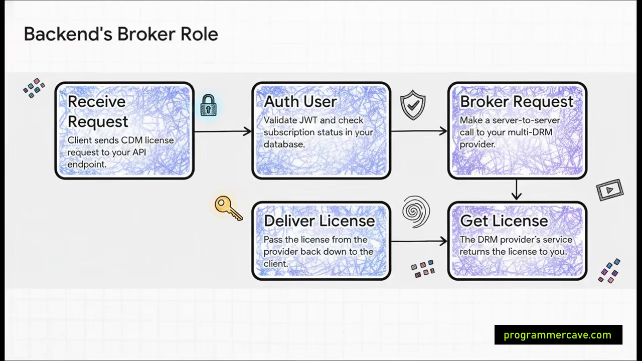Okay, a license request comes in from a user's device. Your first job is to be the bouncer. You check their JWT key, you look them up in your database. Are they a paying customer? Are they allowed to watch this? If the answer is yes, you act as the broker. You make a secure call to your third-party DRM provider and pass along the request. The DRM provider sends back the license, and your backend just passes it straight down to the client. You're the one connecting the dots, without ever needing to handle the secret keys yourself.